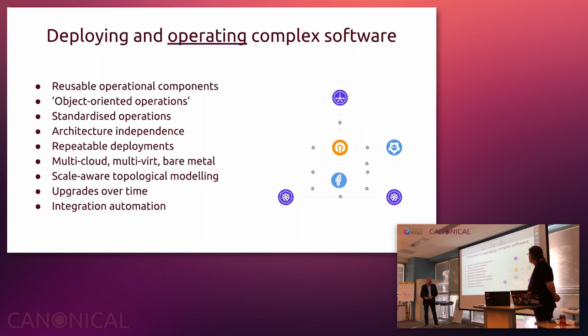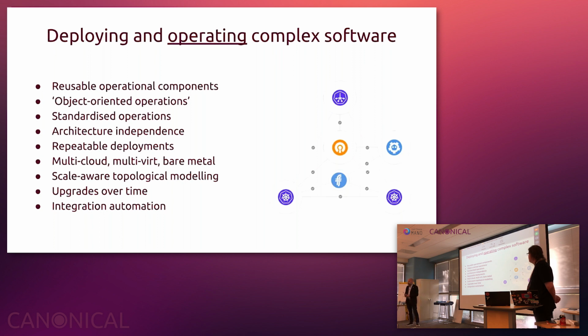Repeatable deployments, multi-cloud, multi-vert, bare metal. Essentially, we don't want to care, or we want to be able to reuse this stuff in as many different places as possible, because things like security will then get better and better because everybody's using the same stuff. When someone finds a security bug in the operations code, that gets fixed, and it gets fixed everywhere effectively.